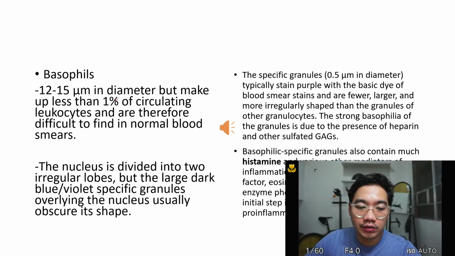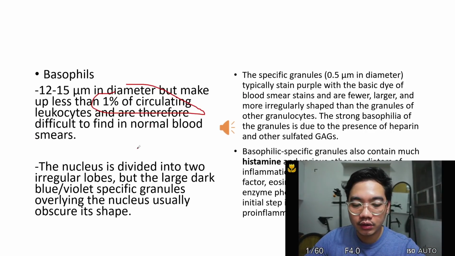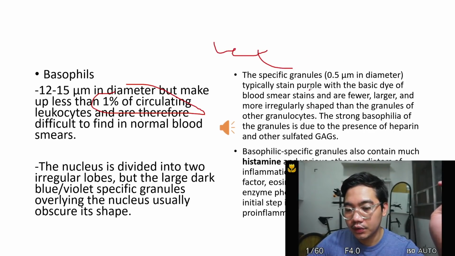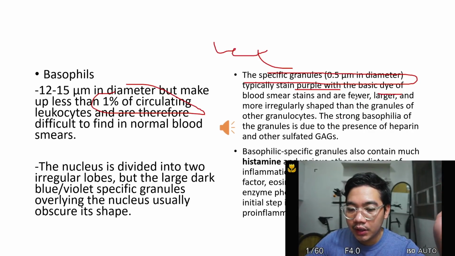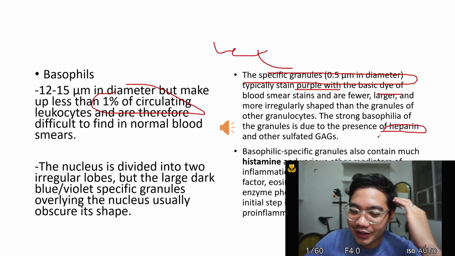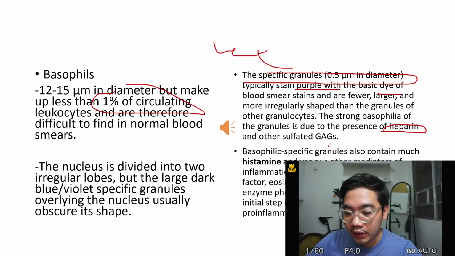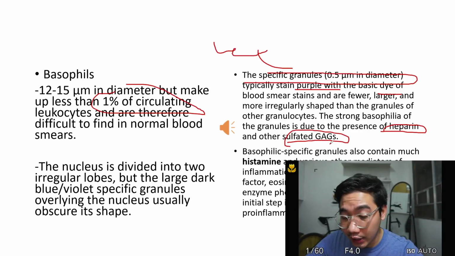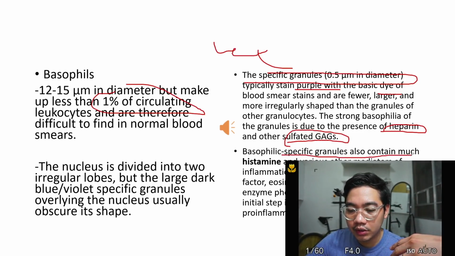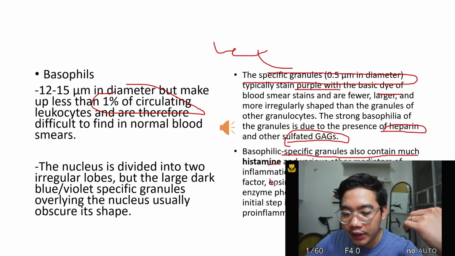Your basophils are less than 1% of the circulating leukocytes. No? Leukocytes meaning your white blood cell. No? Their specific granules stain purple, the basic dye, meaning they are basophilic. So they have acidic components within their granules, no? Presence of heparin, also acidic, sorry guys. Heparin, no, and heparan sulfate, no? And other sulfated GAGs, glycosaminoglycans, no? So the basophilic specific granules contain much of histamine also. So including platelet activating factor. And eosinophilic chemotactic factor, no?